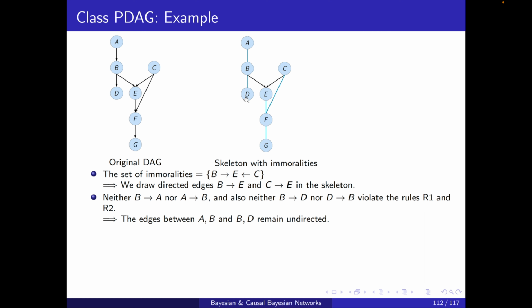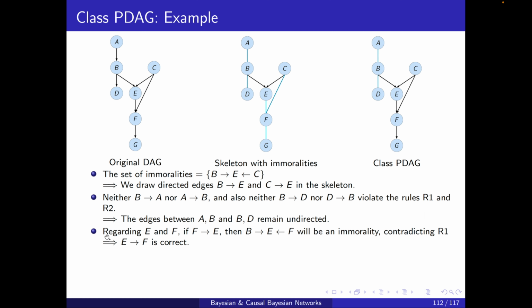Now, does this mean that any combination of the arrows here is possible? No, because for example, A to B and D to B, that will cause a new V structure, and actually it's immoral because we don't have A to D connected. What about these ones here? What can I conclude? Well, regarding E and F here, I cannot have F connected to E. Why? Because then I will have a V structure BEF, which is actually immoral. So I should definitely have E connected to F, like here.